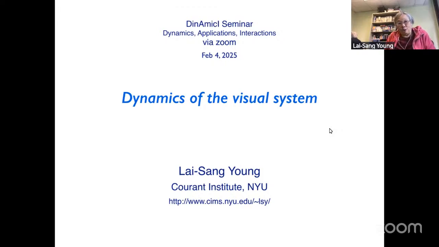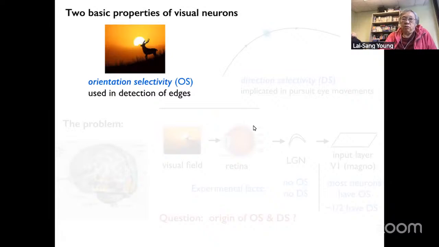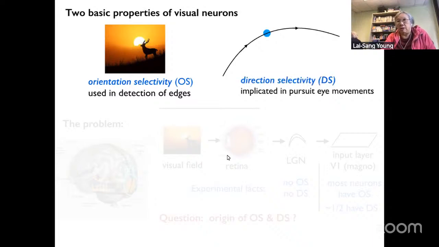Okay, so the story today comes from the visual system, which is what I have been working on. And so there are two basic properties of visual neurons that I want to focus on. One is called orientation selectivity, abbreviated OS in this talk, and it's used in the detection of edges. Like how do you see this edge over there, the edge of the sun, and so on. And the other one is called direction selectivity, abbreviated as DS. So OS and DS are the two properties that I'll be talking about in this talk.